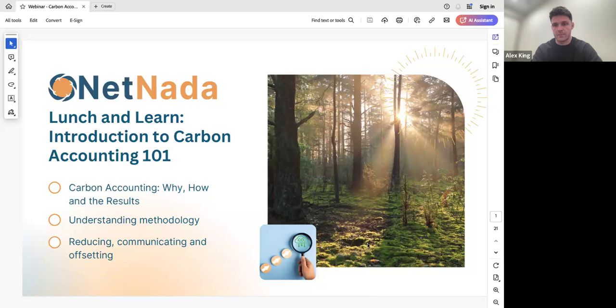We are going to be going through a presentation that really explains the why, how, and the results, understanding the methodology, and then also delving a little bit deeper into the most logical, the most common next steps once you have done your carbon account, things like carbon neutrality, carbon offsets, and mandatory reporting requirements.